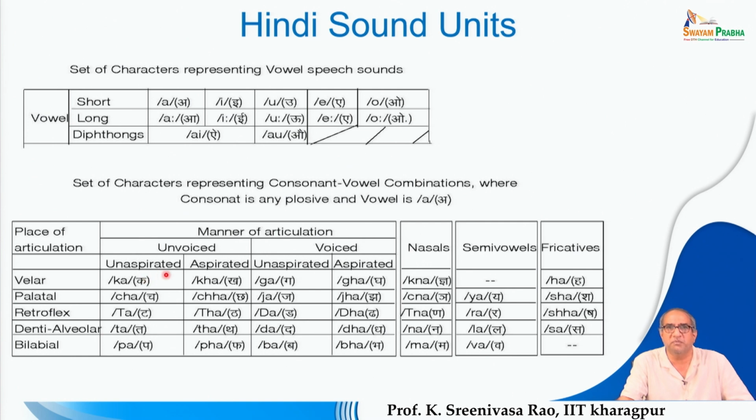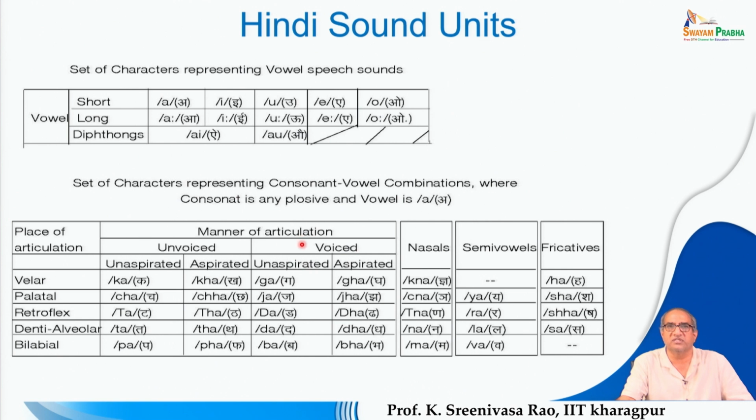But in case of unaspirated versus aspirated, the pressure that is built up before the release of the constriction varies. In case of unaspirated, the pressure built up will be lesser, whereas in case of aspirated, the pressure built up for the release of the constriction will be very high. So with the sudden release, you can observe a very noisy turbulence. That forms your aspirated consonants, like ka versus kha. Similarly ga versus gha, the difference is the presence and absence of aspiration.